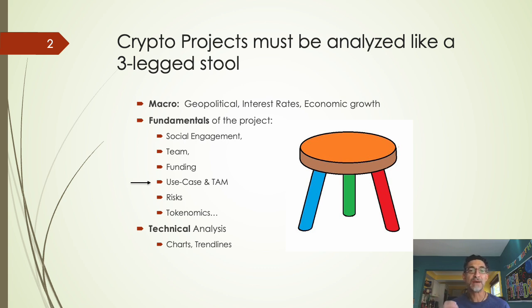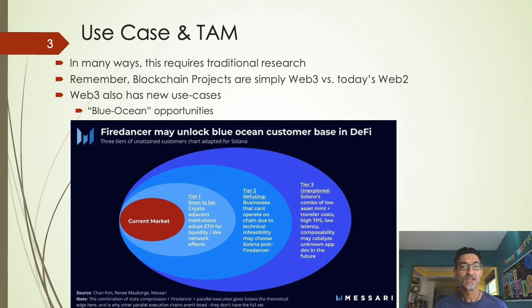The second one is fundamental. This is what's called unique risk, idiosyncratic risk. This is what no one's looking at. And today we're going to look at use case and TAM. TAM is total addressable market. And third, we already talked about that, tech analysis. So use case and total addressable market.